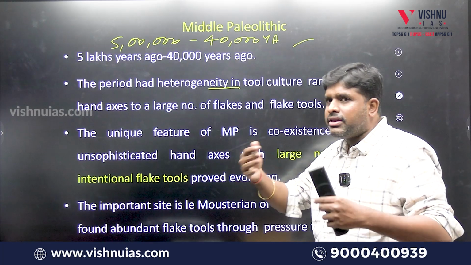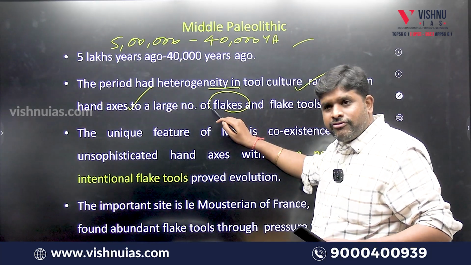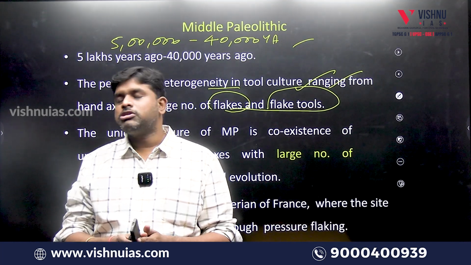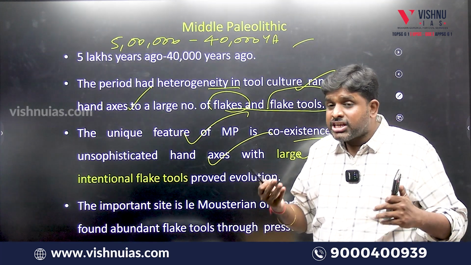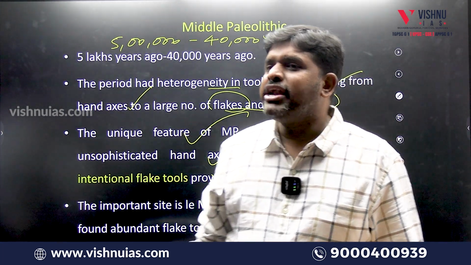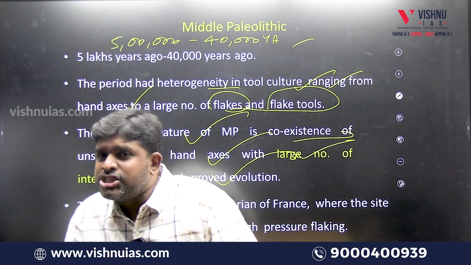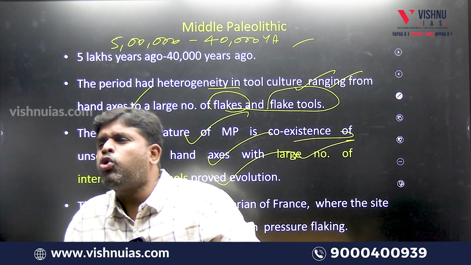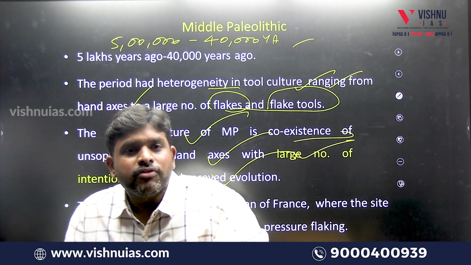The period had heterogeneity, multiple diversity in tool culture, ranging from hand axes to a large number of flakes and tools made of flakes. The unique feature of the Middle Paleolithic is the coexistence of unsophisticated hand axes with a large number of intentional flake tools, which proves evolution. The flakes are not accidentally present; they are intentional. Man understood that he should not waste this residual stone. He made use of it, named it flakes, and made tools out of flakes, hence called flake tools.